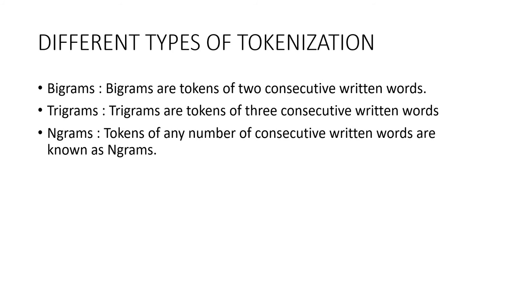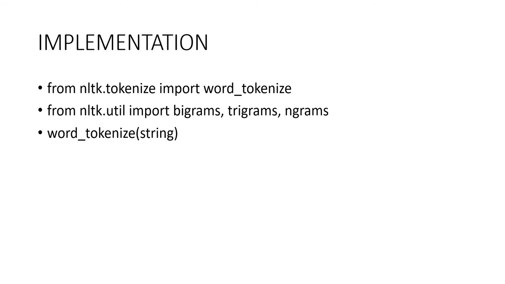Bigrams are tokens of two consecutive written words. Trigrams are tokens of three consecutive written words. Ngrams are tokens of any number of consecutive written words. In the syntax, you can give four, and it will take four words instead of n. Five means five words it will take, like that. So those are the different types of tokenization.